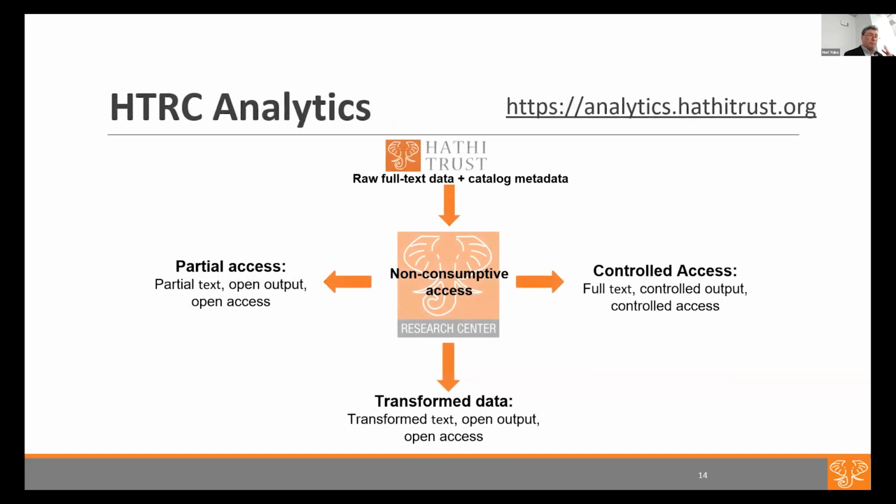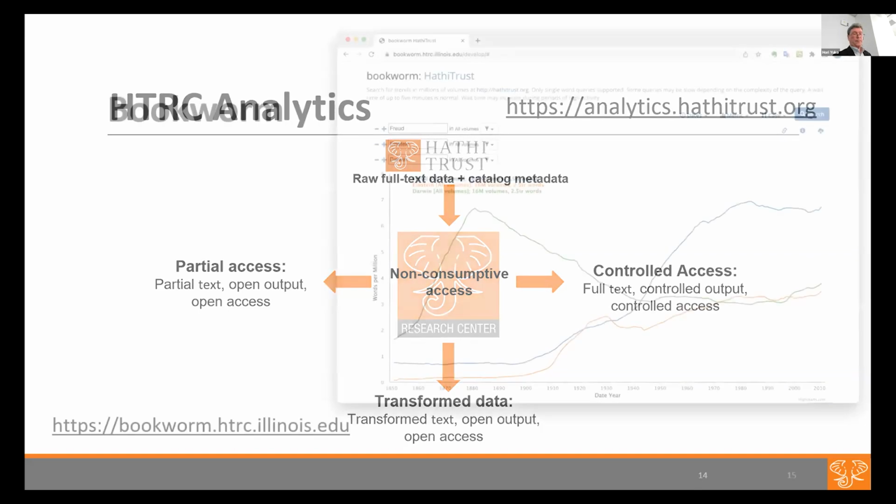So we provide some partial access to the open part of the data. On the controlled access, that's our use of the data capsules. We do catalog metadata. All the metadata that's found in the catalog records is very useful to researchers and is in high demand. And then we transform the data from a copyright format to a non-copyright format in our extracted features data set work.